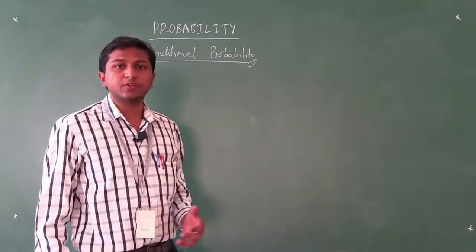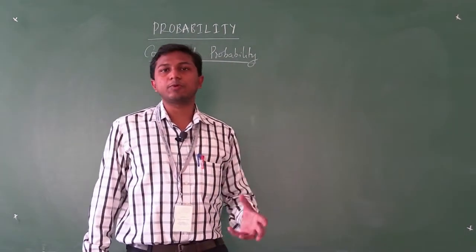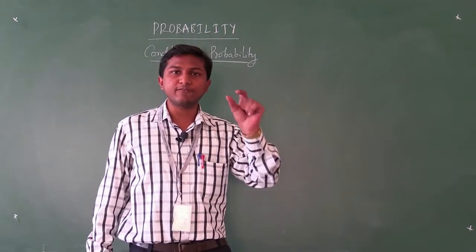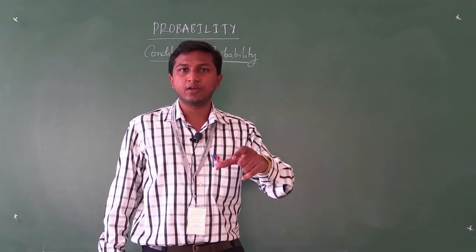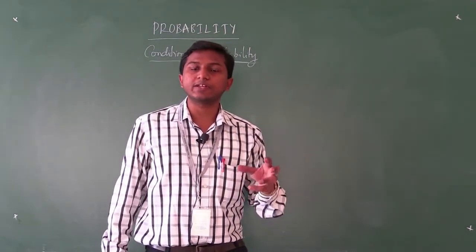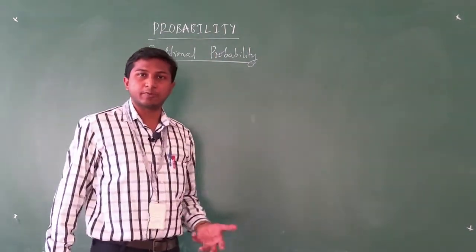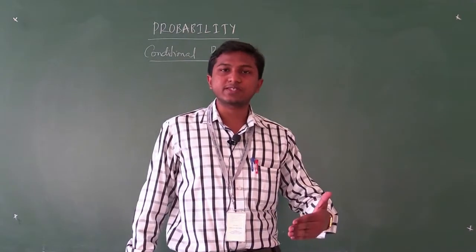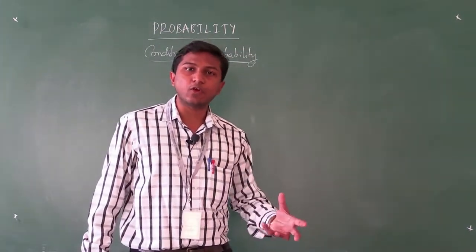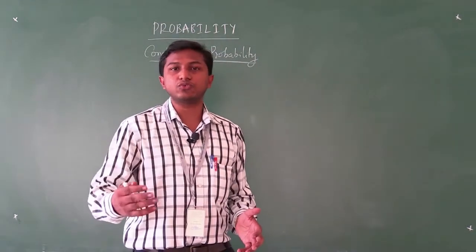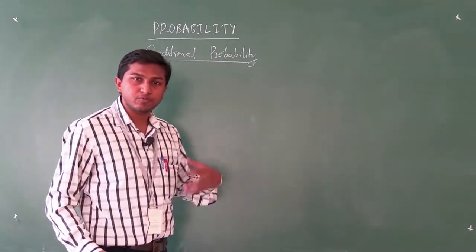So what is conditional probability? In the first year, we have studied about probability of an event. For every event, there is a number associated, that we call the probability of that particular event. But what is conditional probability? Conditional probability is one step further. Can we think of finding out the probability of one event with respect to another event? That idea is called conditional probability.